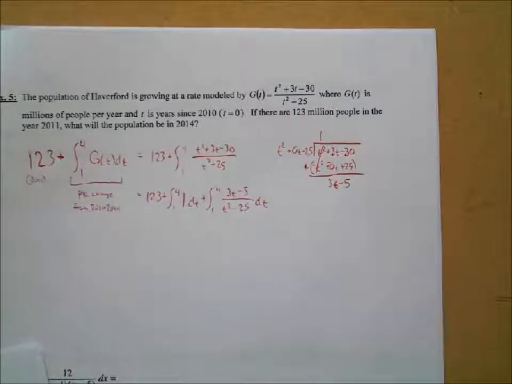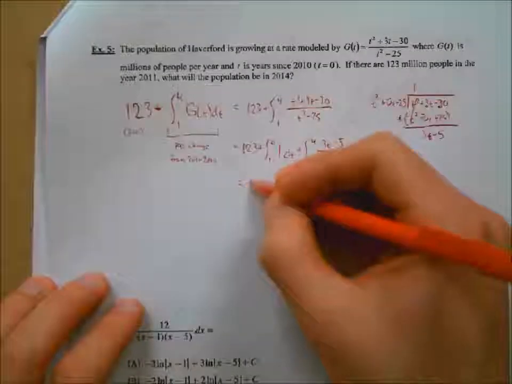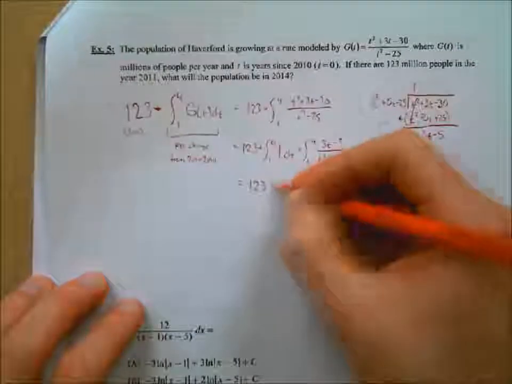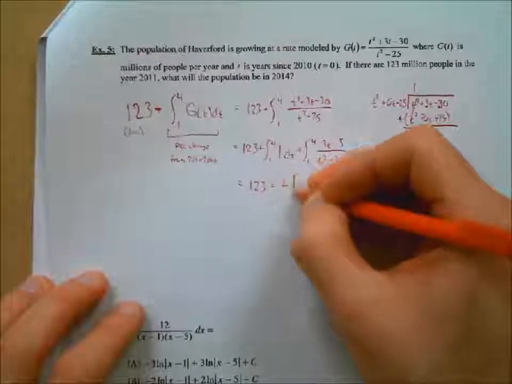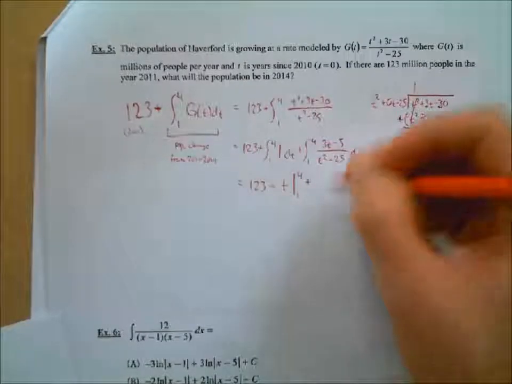And now to integrate (3t minus 5) over (t squared minus 25), we're going to use partial fractions. So I'm going to do that work for the partial fractions over here on the side. I guess I can do some of the work here. So we'll go ahead and do 123. The integral of 1 is just going to be t, and we're going to evaluate that from 1 to 4, and then I'm going to hold off on what this is going to be over here until we do the partial fractions.